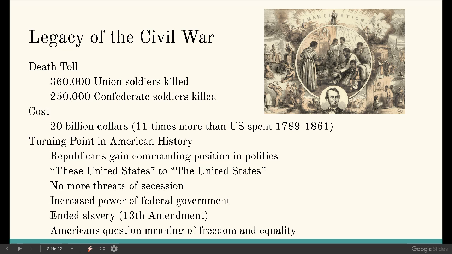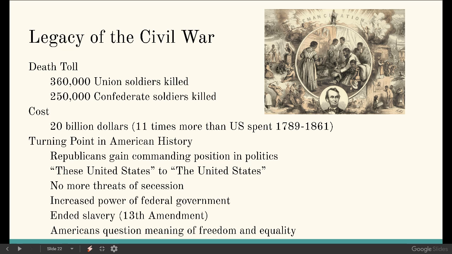And then, of course, a lot of Americans are going to question the meaning of freedom and equality, just as we always have done since the Declaration of Independence. Who's free? What does that mean? All men are created equal. Do women have equal rights? Do Black men and women have equal rights? What are we going to do with all of these free African Americans now in the United States, and what types of rights will they have?